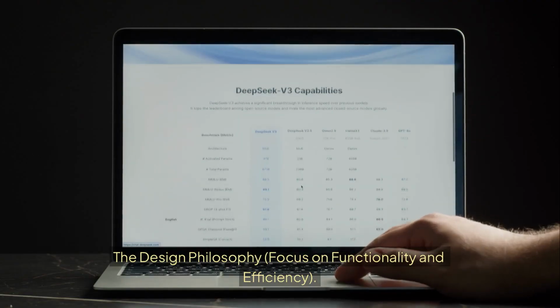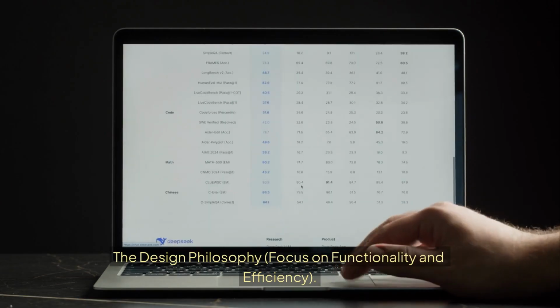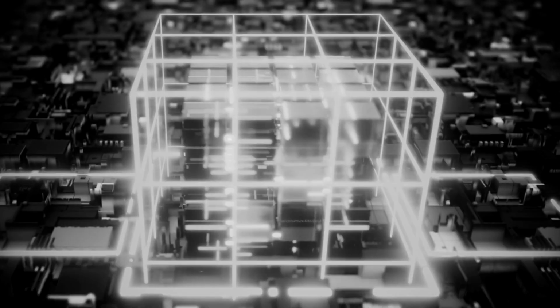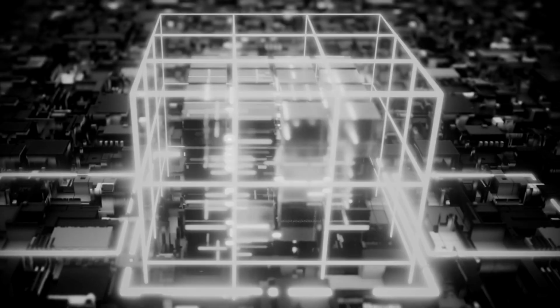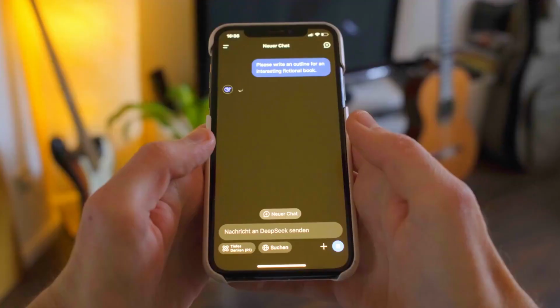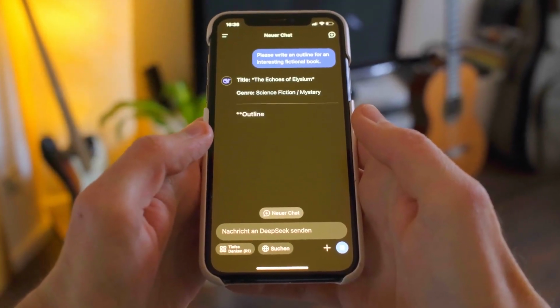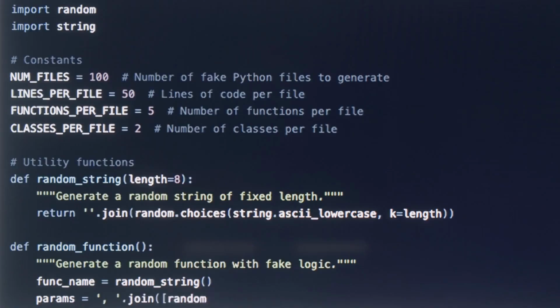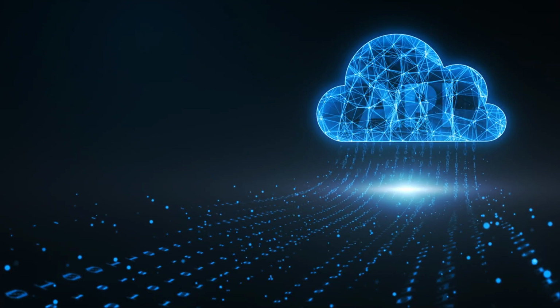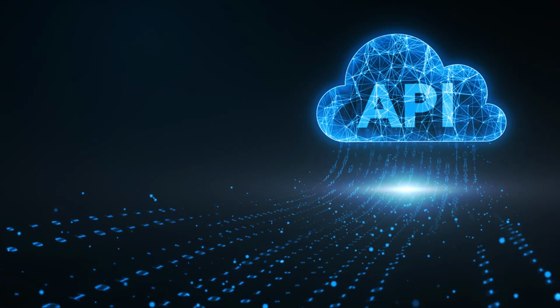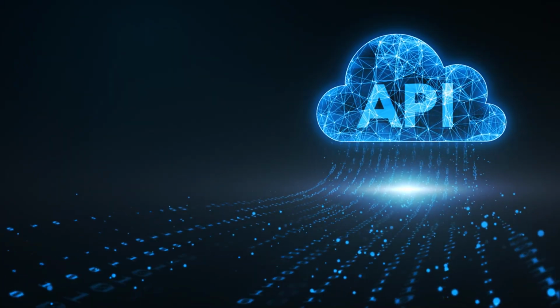The design philosophy. Focus on functionality and efficiency. While DeepSeek AI's primary focus isn't on a visually driven design concept in the same way as Google Gemini, their underlying philosophy emphasizes a clean and efficient architecture. The design of their models prioritizes functionality and speed. This translates to systems that are optimized for performance and resource utilization. The user experience for developers interacting with their APIs is likely to be streamlined and focused on ease of integration and efficient workflows.